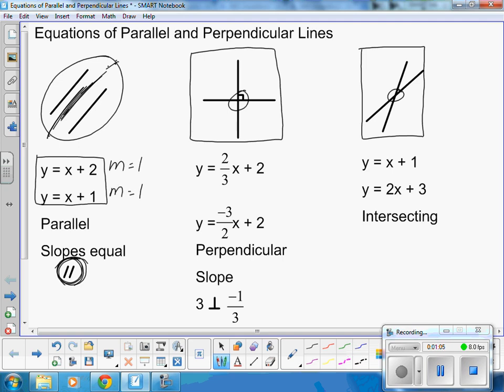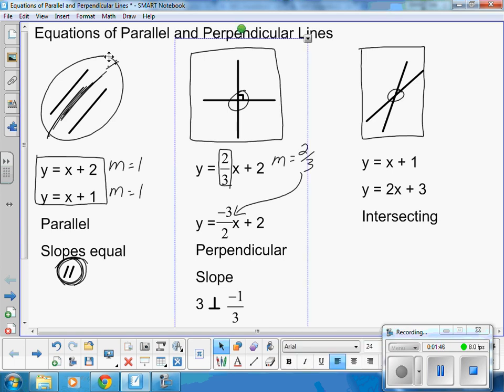Okay. In my next set here, we have perpendicular lines. They meet at a 90-degree angle. y equals 2/3 x plus 2. Its slope is 2/3. To have an equation of a line that is perpendicular, the slope of the perpendicular line has to have the opposite, meaning the sign change, opposite reciprocal. Reciprocal means flip of the fraction. So y equals negative 3/2 x plus 2.